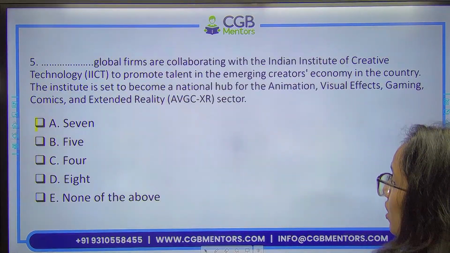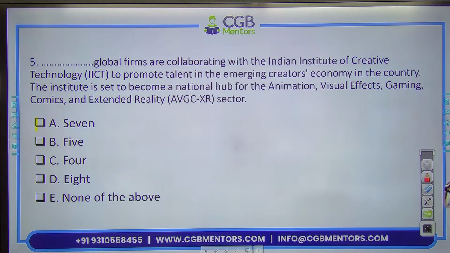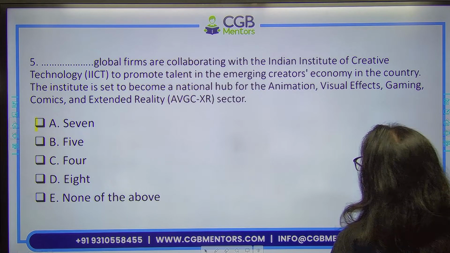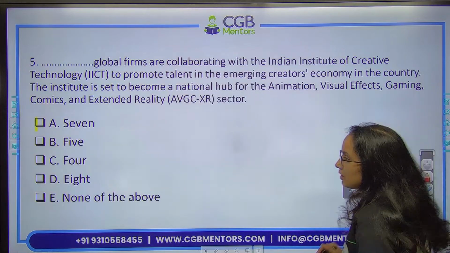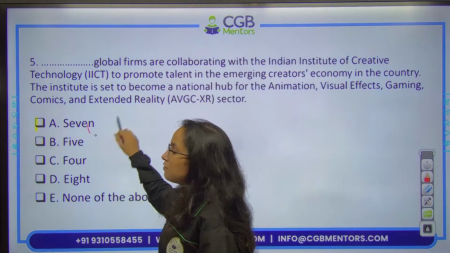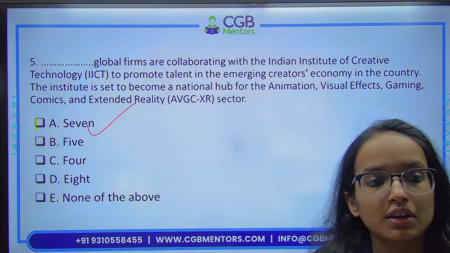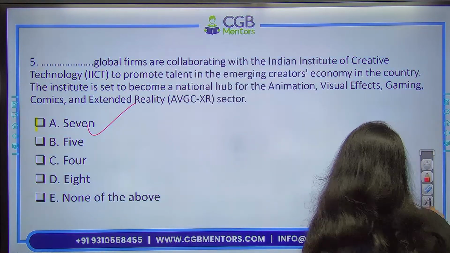Next one. How many global firms are collaborating with the Indian Institute of Creative Technologies to promote talent in the emerging sector of AVGC-XR, which is animation, visual effects, gaming, comics, and extended reality? A total of 7, like Microsoft, etc., right? They all are collaborating in this.